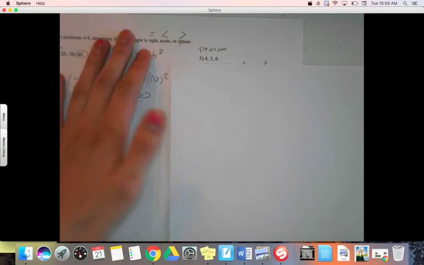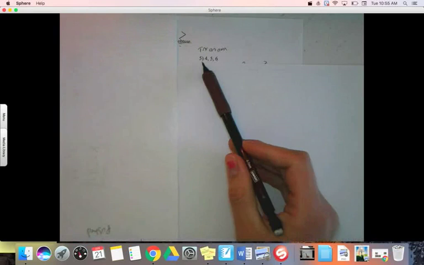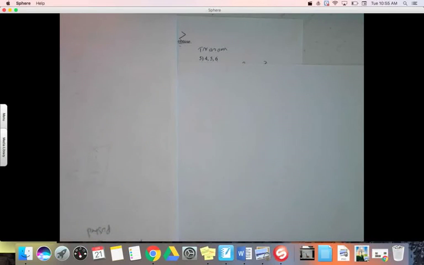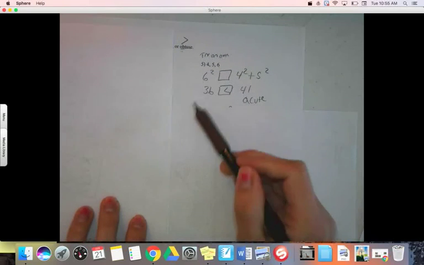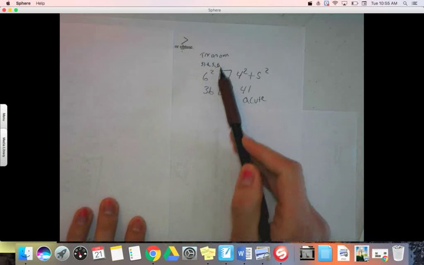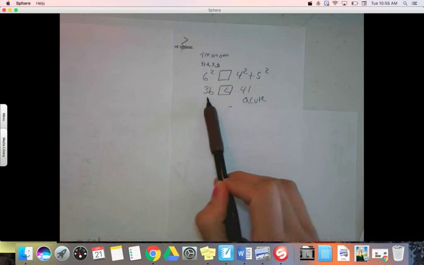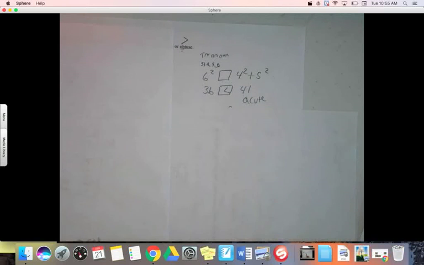So try this one on your own. You're deciding for number 5 with side lengths of 4, 5, and 6. Try that one on your own to decide if it's acute, right, or obtuse. Pause the video and then play it to find the answer. Okay, so after you've paused, the answer should be acute. So I did 6 squared because that's the longest side. That's c. Compare that to 4 squared plus 5 squared. So that would be 36 is less than 41, so we have an acute triangle.